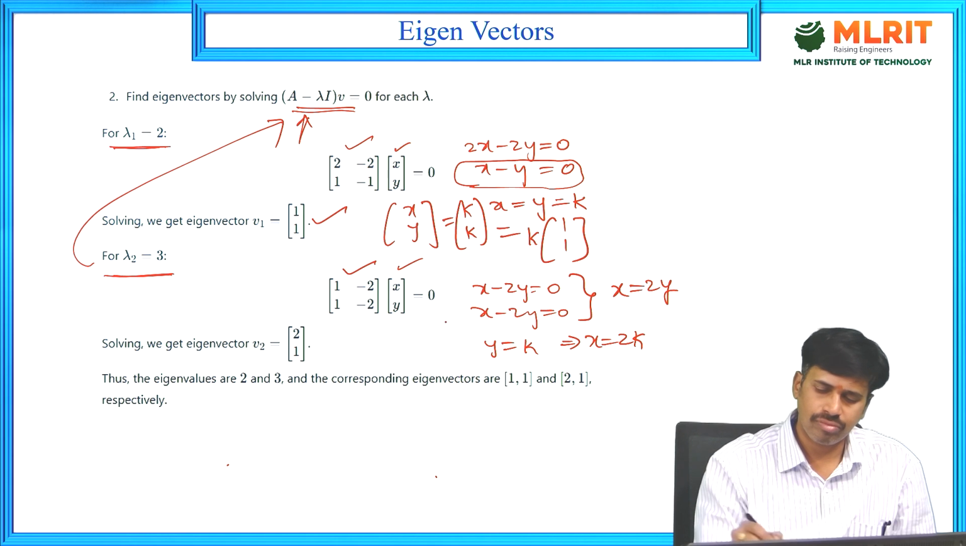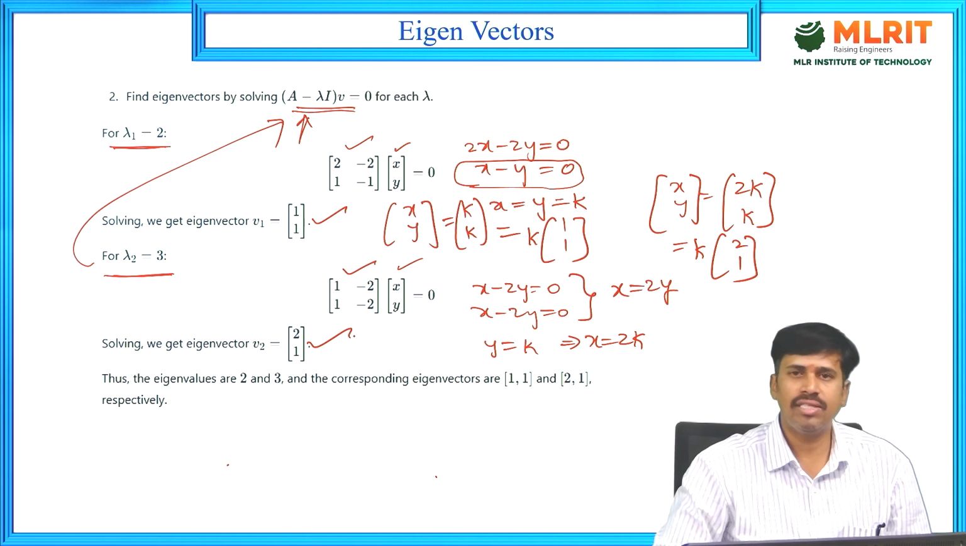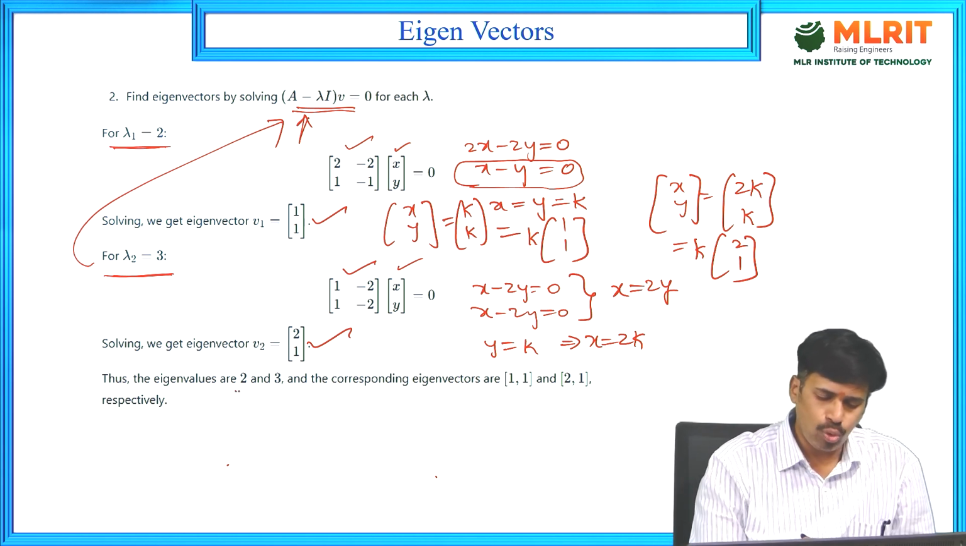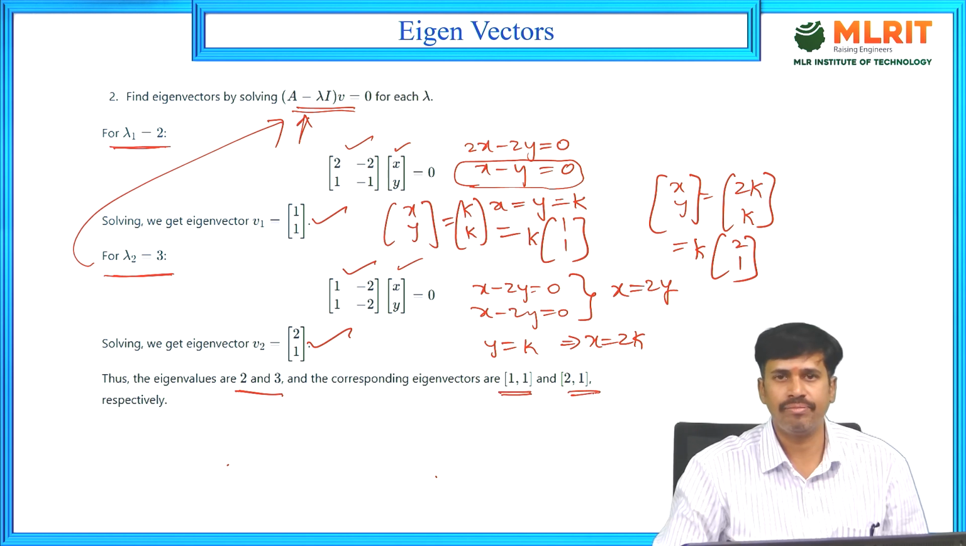So how will you get the eigenvector? x value is 2k, y value is k. If you take k outside, we get (2, 1). So this is another eigenvector corresponding to lambda equal to 3. So there are two eigenvalues, 2 and 3, for which we find two eigenvectors, right?